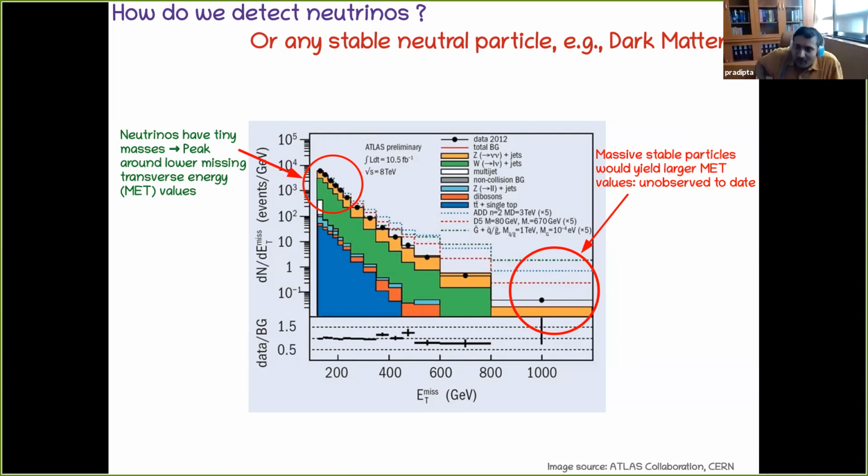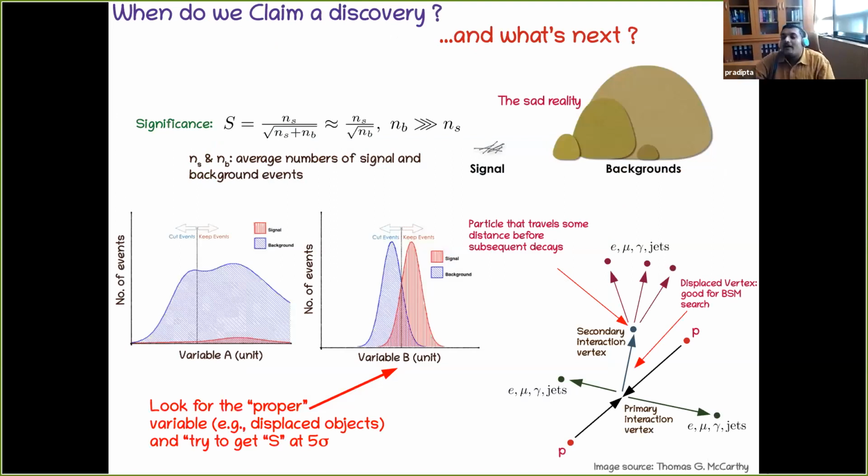Now, why do you need to define all these quantities? What is really the work of an experimentalist? The experimentalist is trying to give you a discovery. For that, you need to define the signal significance, which is the ratio of the number of signal events by the square root of the number of signal events plus the number of background events, that is, the undesired events. Typically, the number of backgrounds, as you have seen in the last 2 plots, is way larger than your signal events. So you can roughly approximate this formula as this. The sad reality is that the number of backgrounds is way larger than the number of signals. So this is indeed like looking for a needle in a haystack.